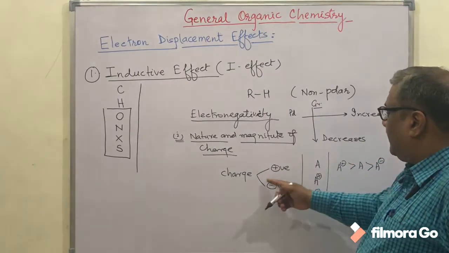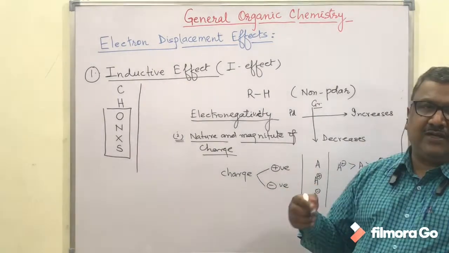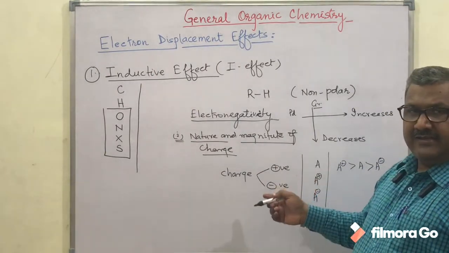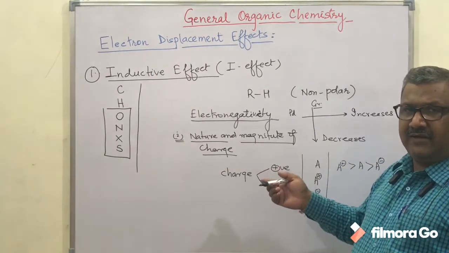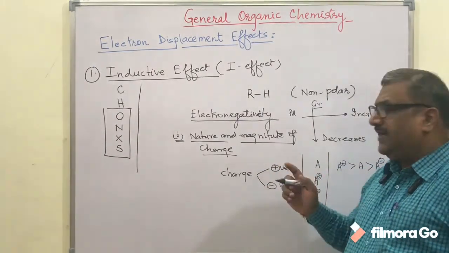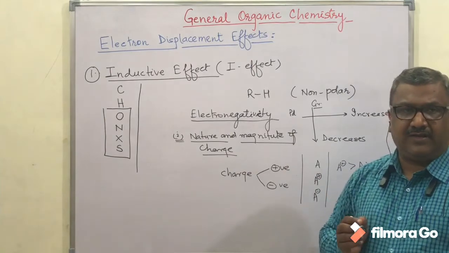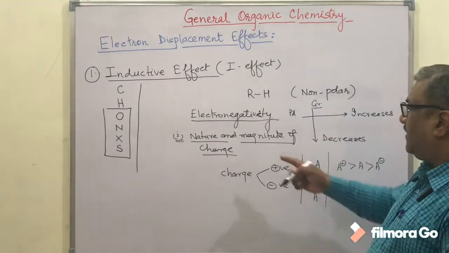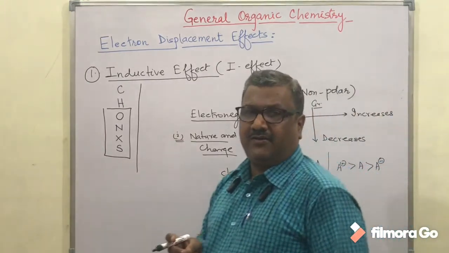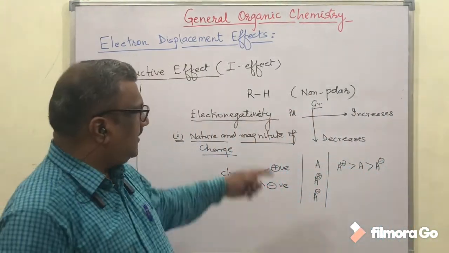So if any given species is becoming more and more negatively charged, then its electronegativity will decrease. It is becoming less electronegative. And if it is getting more and more positive charge on it, then it is becoming more electronegative. So that is how the nature and magnitude of charge affects the electronegativity. I hope this point is clear to all of you.